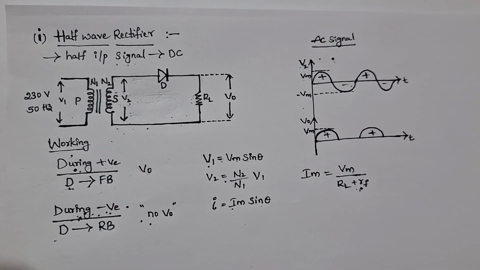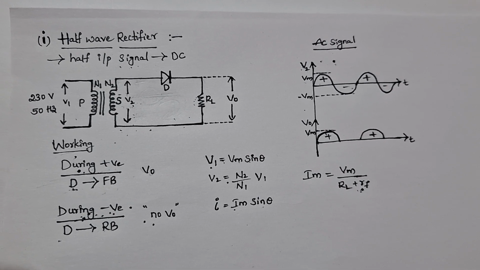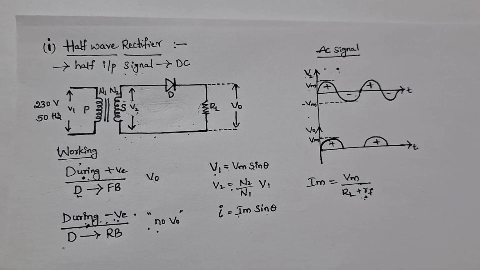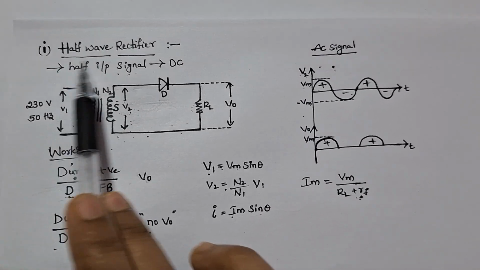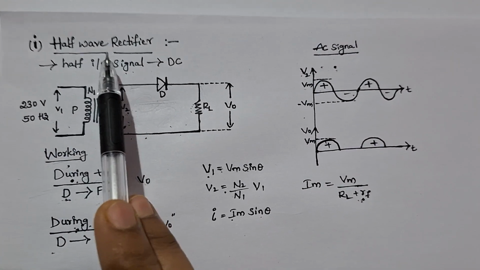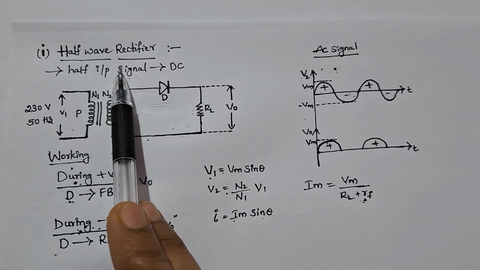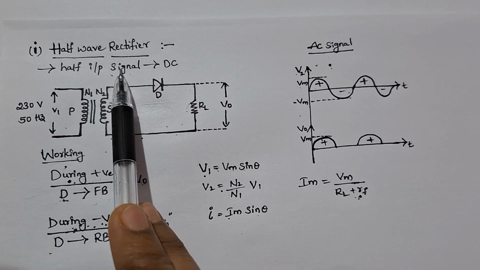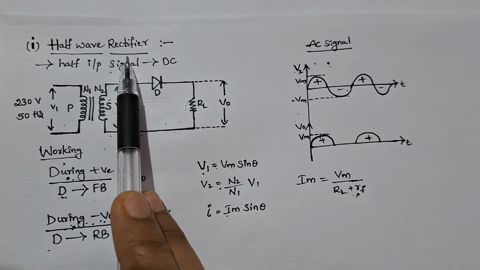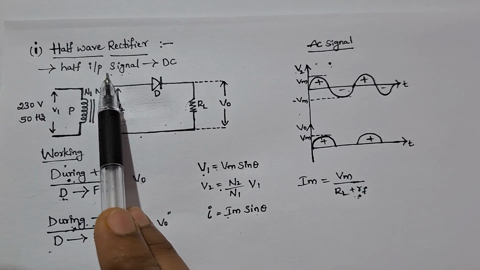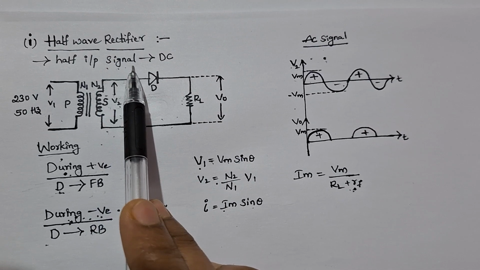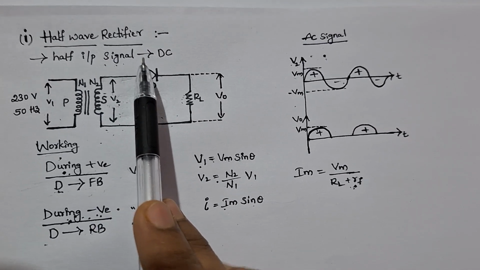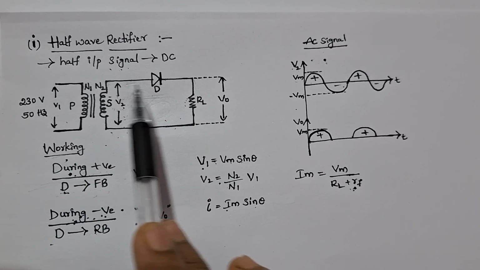In this lecture, we will discuss the half-wave rectifier and the full-wave rectifier. First, let us see what a half-wave rectifier is. The half-wave rectifier is a circuit that converts only half of the input AC signal into a DC signal. So, it will convert only one half of the input signal into a DC signal. This shows the circuit of the half-wave rectifier.